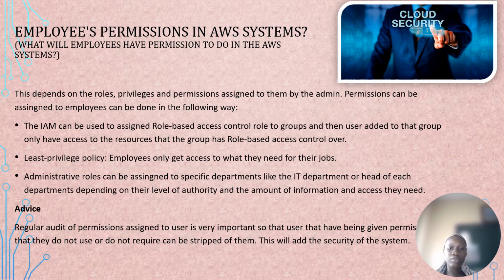So IAM, which is the Identity and Access Management tool, can be used to assign role-based access control. You can do this by creating groups. When you create groups and assign users to groups, you can just give the group a role-based access control permission to a particular resource and a particular level of authority, which means that every user added to that group will have the same authority and access only to the resources the group is allowed. That is just the basic thing.